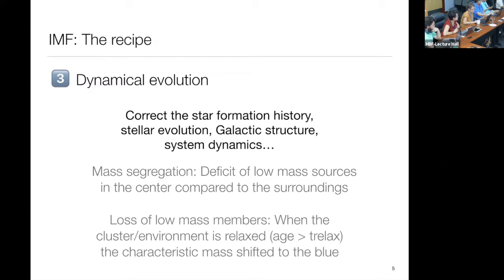In point 3, dynamical evolution, you have to correct for star formation history and try to use all the system dynamics to get from the present day mass function to the initial mass function. And you deal with things like mass segregation that, for example, affects the low mass sources very much, in that they have different movements in comparison with the higher mass sources and in different parts of the cluster. And you even have loss of low mass members, so you are not accounting for the entire population in the mass function.